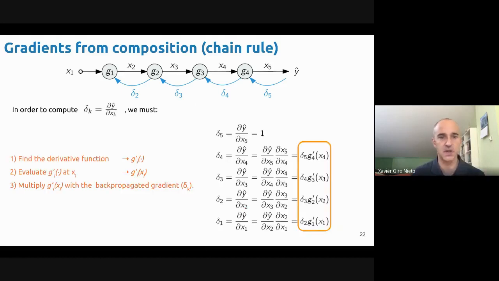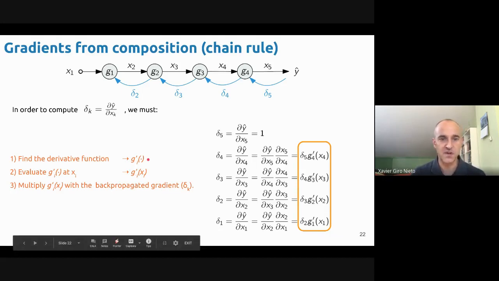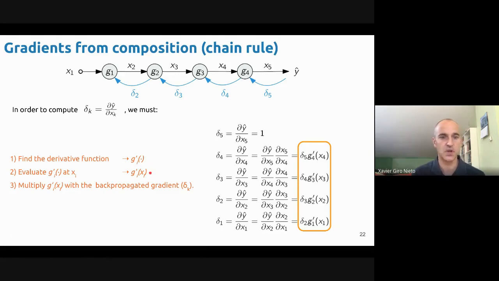I'm just repeating the same thing. The steps will always be: we need to find the derivative of the functions, evaluate it at the x input, and then multiply it with the backpropagated gradients, which in this scheme are the deltas. So what we will be doing is backpropagating the gradients and modifying them by the value of the derivative at the point of operation.